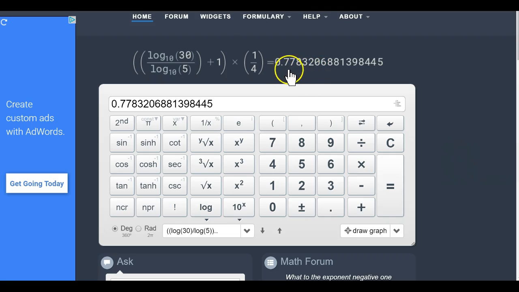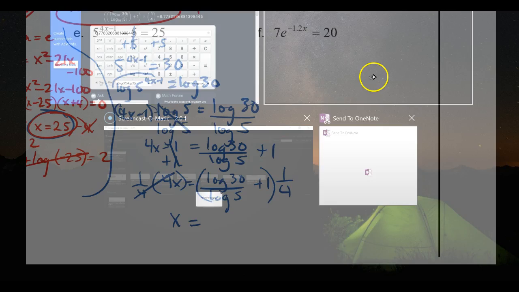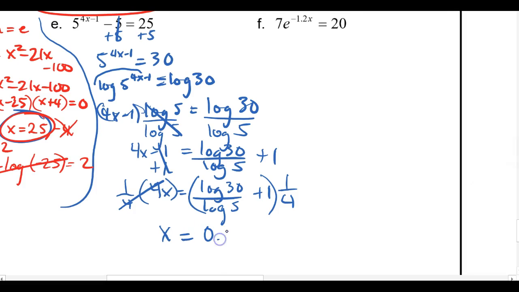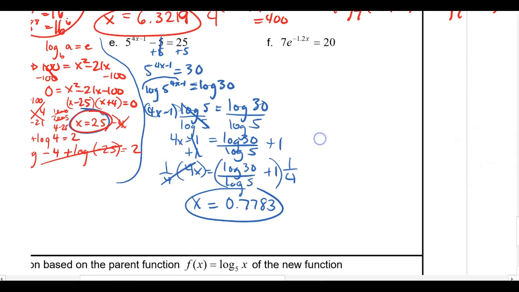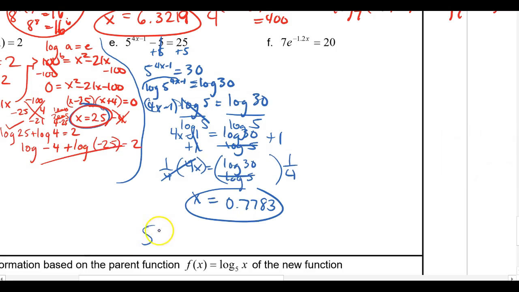And my value is going to be 0.7783. Remember, we want to round to the nearest 10,000, so that's 4 decimal places. 1, 2, 3, 4. This 2 is not going to change the 3, so it will remain 3. So we'll have 0.7783. And again, we want to just go ahead and double check our answer. Just plug it back into the original.